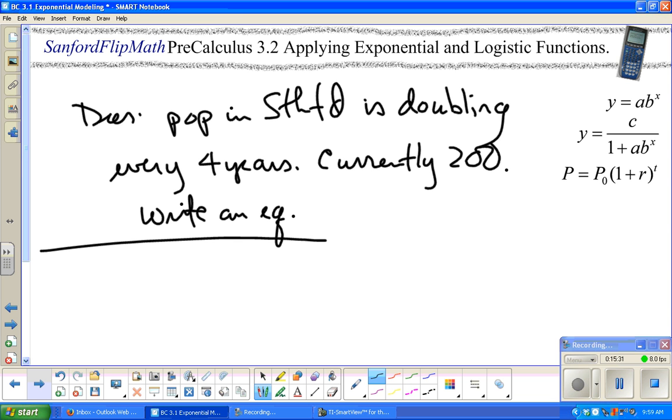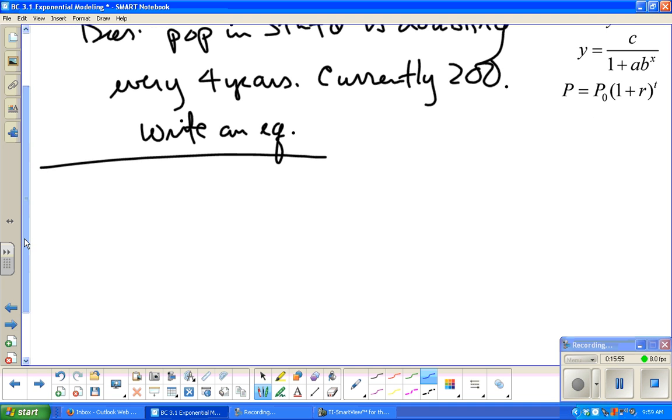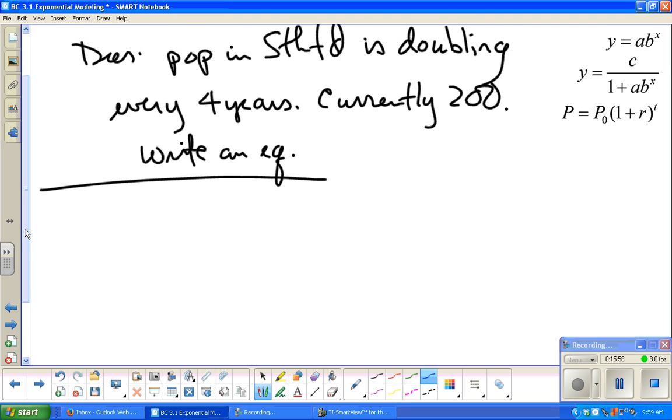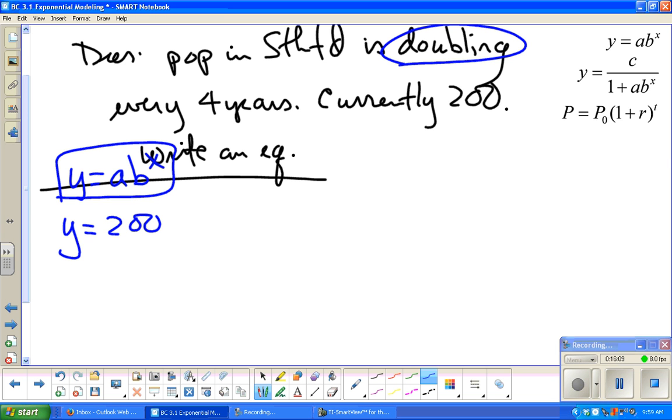Okay, so if it's doubling every 4 years, that means 4 years from now, I'll have 400. 4 years after that, I'll have 800. 4 years after that, I'll have 1,600. I'm multiplying by 2 each time. Probably the easiest way to write this equation is to talk about repeatedly multiplying by 2. Doubling means multiplying by 2. So if I start out at 200, all I'm doing is a b to the x, and I'm repeatedly multiplying by what? 2.